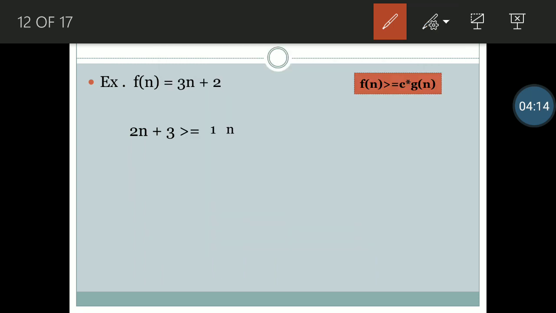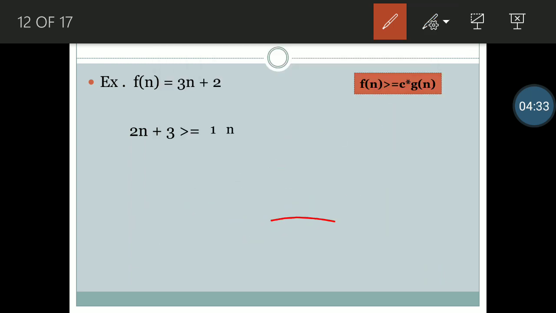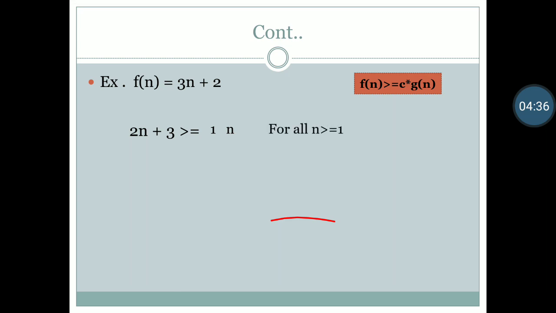For another example, let's take n = 2. So 2 into 2, 4, plus 3, is 7, and 7 ≥ 2. That is true. So we can say that for all n ≥ 1, this statement will be true. So this is our f(n), 1 is our c, and n is our g(n).